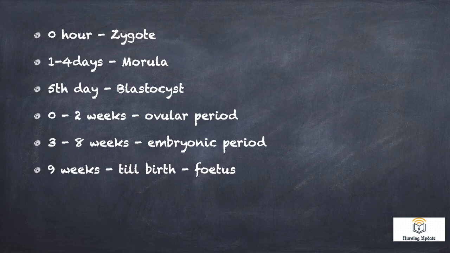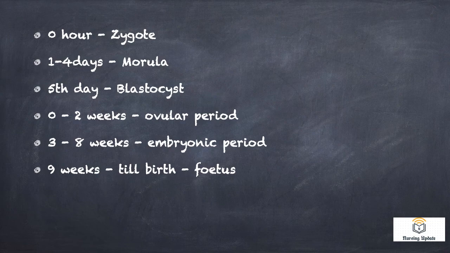Let us see what the other terminologies are. What is a zygote? The egg is formed, right? Both egg and sperm meet together and conception happens. That product of fertilization at the 0 hour level is known as the zygote. From 1 to 4 days, it is known as the morula stage. From the 5th day onwards, it is known as the blastocyst stage. So this is about the egg.